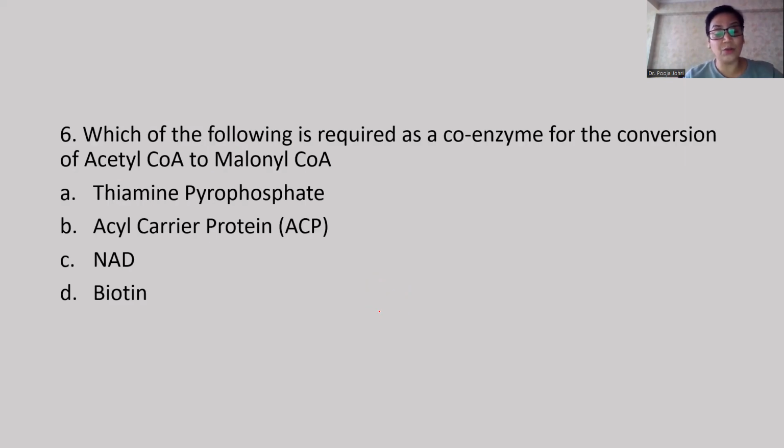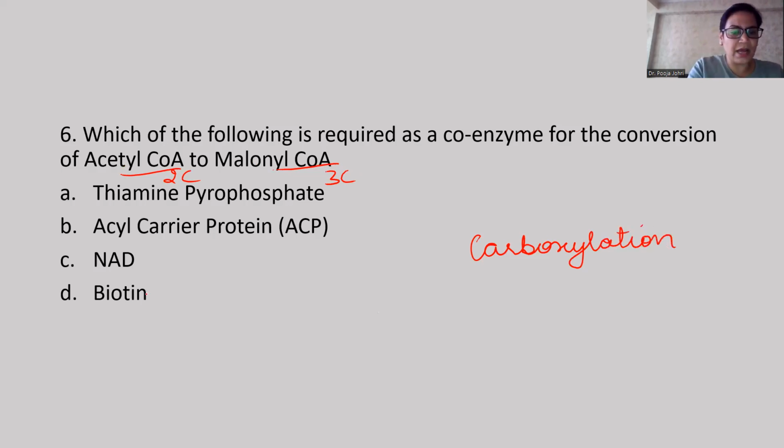Now, which of the following is required as a coenzyme for acyl CoA to malonyl CoA? This is again a very simple question. Acyl CoA to malonyl CoA, we are increasing one carbon atom. Whenever we increase a carbon atom, the process is carboxylation. And always remember the coenzyme for carboxylation is biotin. Always. And that is what the question is saying, required as a coenzyme. So the answer would be biotin. So for carboxylation, it is biotin. For transamination, it is B6. This is again a very important question. See, always remember in biochemistry, always expect straightforward questions.